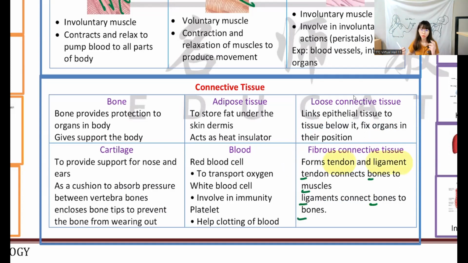Ligament is between your bone and bone, so it's a bit hard for us to feel because it's between the bones. Unless you're very skinny, then maybe you can. But tendon, we can touch. So there are connections between bone to bone and also bone to muscle.